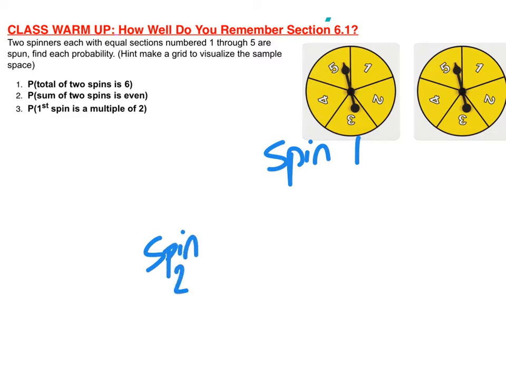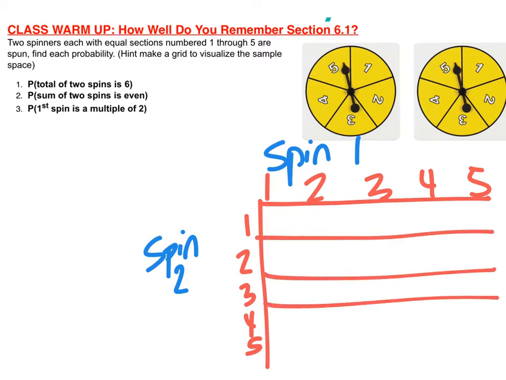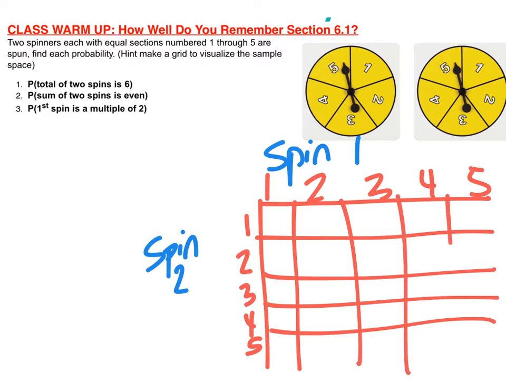And spin 1 then can either be 1 through 5. And then spin 2 can be the same thing. And I'm going to sketch out kind of the quick grid for it just to get a nice quick visual of all the scenarios. So after doing that, what I've noticed is it's a 5 by 5 grid.